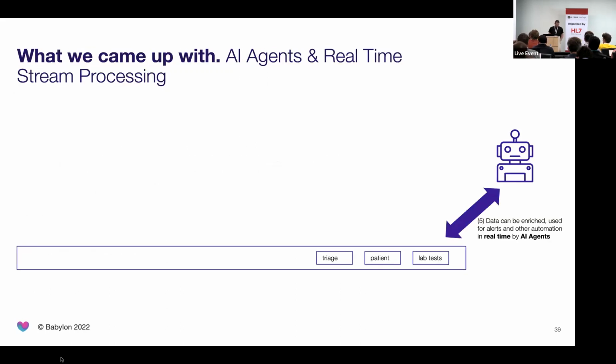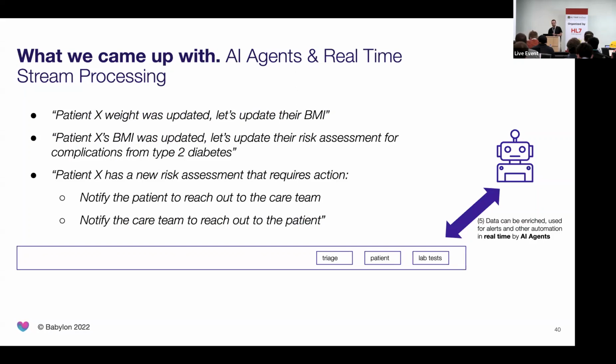And so finally, we have AI agents and real-time stream processing. The cool thing about writing to a stream is that now it isn't just for the domains; that stream is going to end up in a system that can be read by everyone and also can be interoperable. It also means that anyone else can react to any event that happens in the company. Some examples might be something really trivial, like patient X's weight was updated, let's update their BMI.